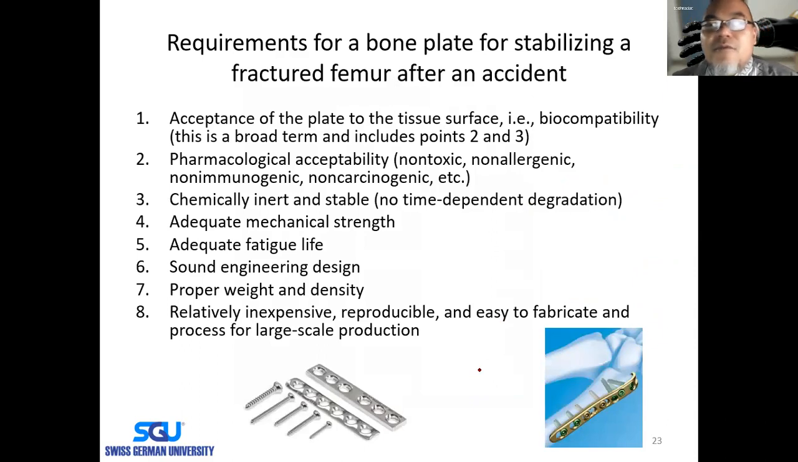Okay. Requirement for a bone plate for stabilizing, this is an example of the application of biomedical materials in orthopedics. Stabilizing a fractured femur after an accident. Usually in this form, we have a screw as well as a plate like this. When a person has an accident, there are many fractures. In order to heal the bone, usually the orthopedic doctor will put this plate and screw to make everything intact. After a certain period of time, with X-ray, the doctors will evaluate whether it has healed or not. If it has healed, then he will do a secondary surgery to take out this plate. That is why it is important to know the acceptance of the plate to the tissue surface.